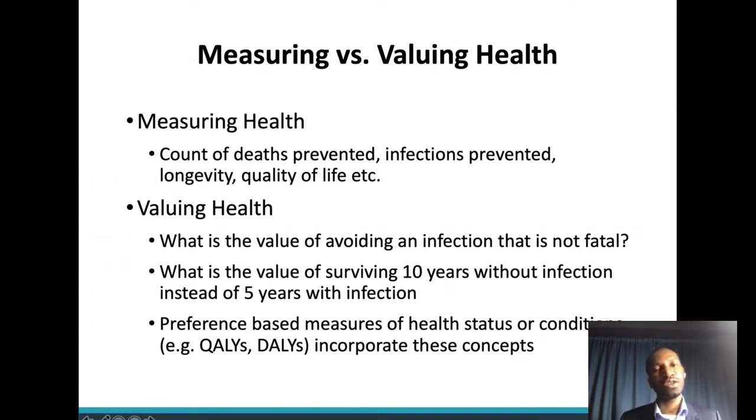But valuation is a different story. We're really trying to determine what is the value of avoiding an infection that is not fatal. What is the value of surviving 10 years without the infection, for example, instead of 5 years with infection? So there are preference-based measures of health status or conditions that we could use, and these incorporate the concepts of value. For example, QALY and DALYs, the quality adjusted life years or the disability adjusted life year concepts are going to incorporate these concepts of value.